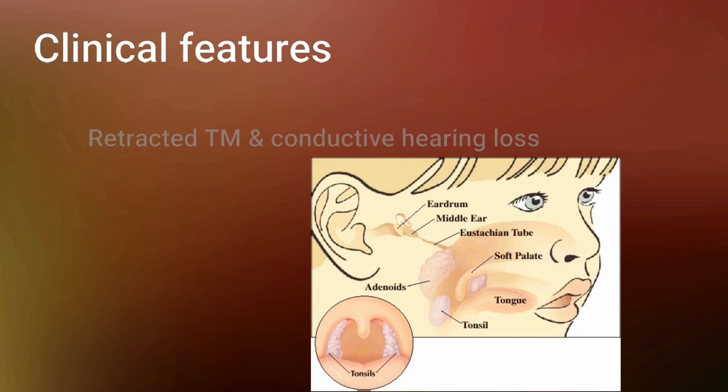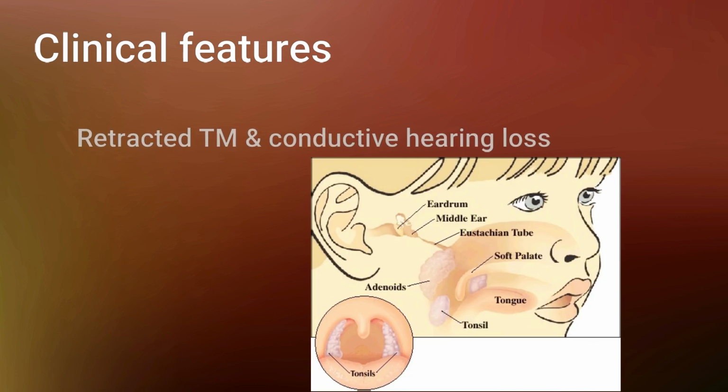Oral symptoms are recurrent attacks of otitis media with effusion, recurrent attacks of acute otitis media, and chronic suppurative otitis media, which may fail to resolve in presence of enlarged nasopharyngeal tonsil. Adenoid mass blocks the eustachian tube opening, leading to retracted tympanic membrane and conductive hearing loss.